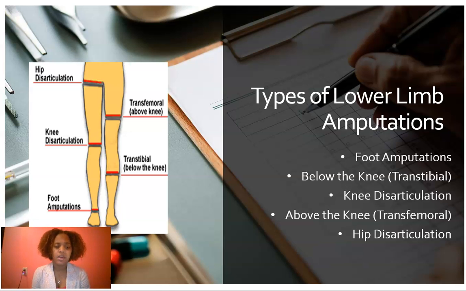Types of lower limb amputations. There are 5. Foot amputations, below the knee transtibial, knee disarticulation, above the knee transfemoral, and hip disarticulation.